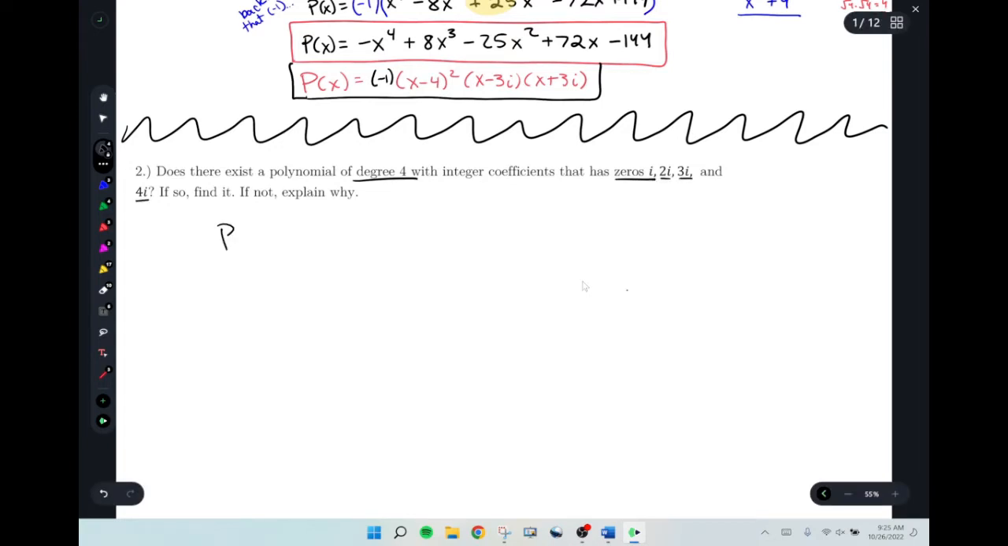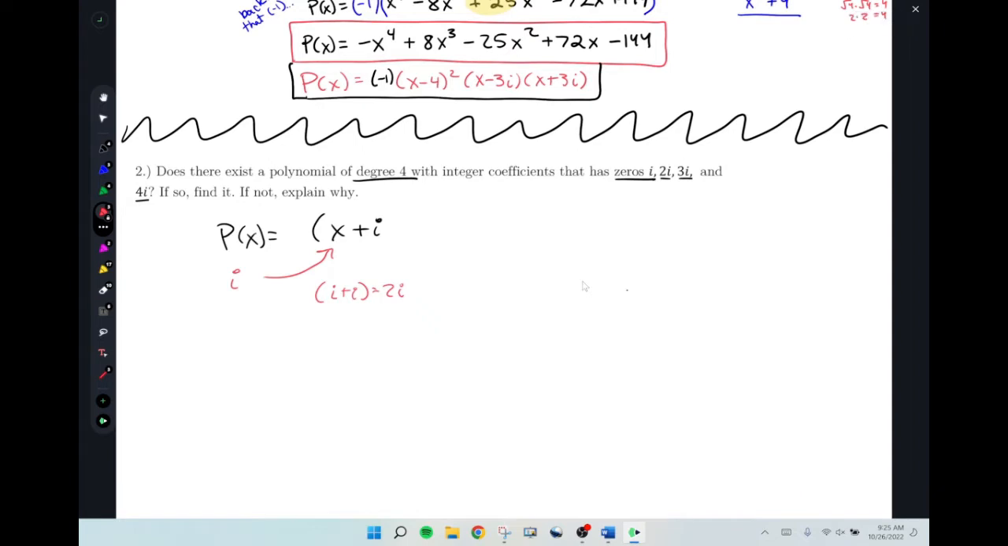Okay, so let me write it. P of x equals what? What are my zeros? Oh, careful. It's x minus i. If I did plus i and then plugged i in, that would turn into i plus i equals 2i. That's not a 0, that's a 2i. I need it to be minus i. That way, if I plug i in, guess what I get? i minus i equals 0. That's why it's called a 0, because it turns into 0 when you plug it in.